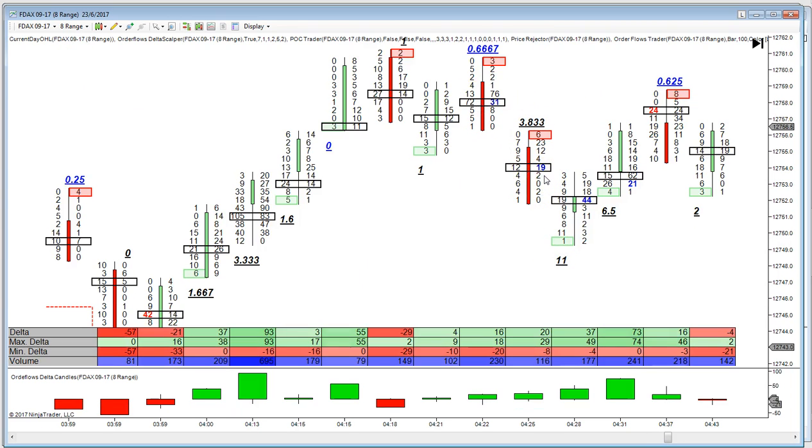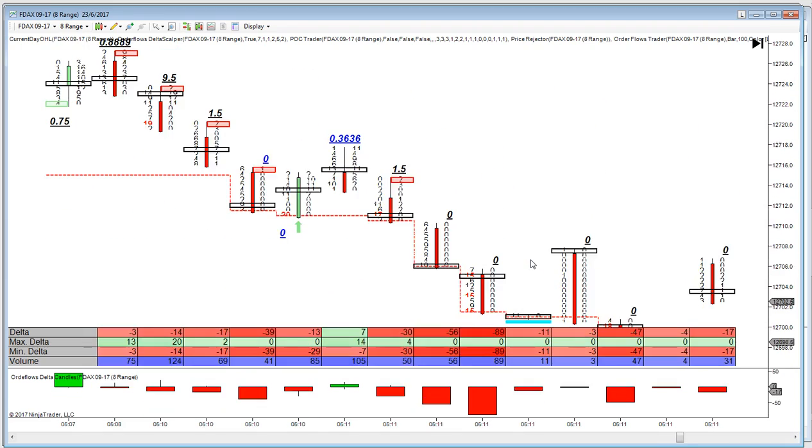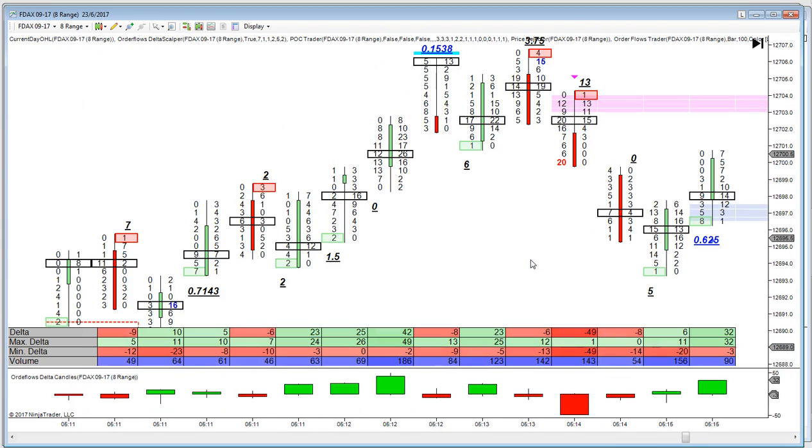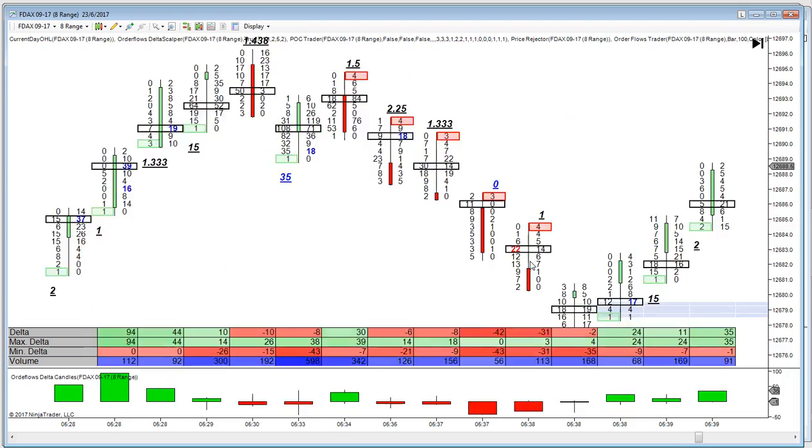But so, really what I like to see is decent volume, what I consider decent volume. And in the DAX, above 10, above 15 is decent to me. So as you can see, you don't see a whole heck of a lot of stacked imbalances. I mean, you see some imbalances, but do you see any stacked? No.